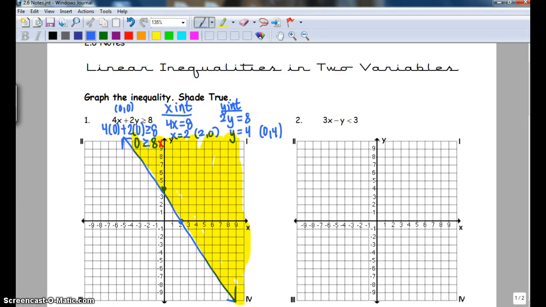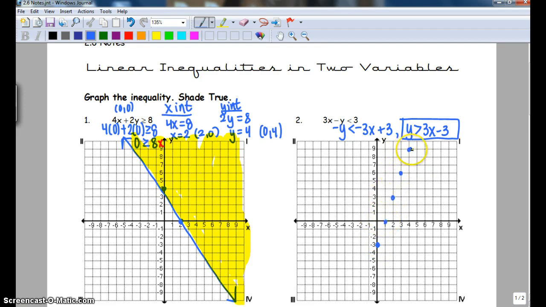Alright, let's try the next one. This one I'm going to solve for y, although again, you could do intercepts if you prefer. Be careful because when you divide by this negative here, it is going to flip your symbol. And now I'll graph this. Intercept down at -3 and up 3 over 1.